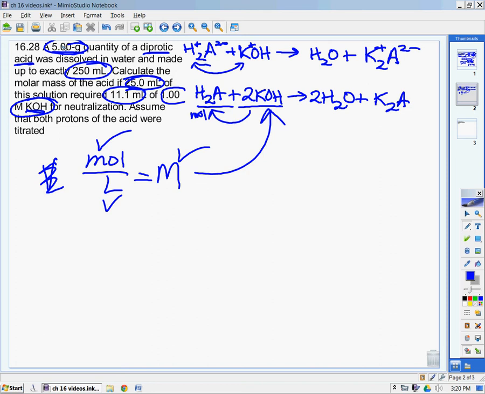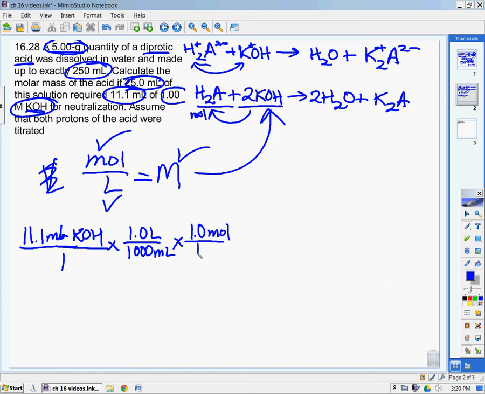All right, I'm actually going to do all this math out. So I'm going to take 11.1 milliliters of the KOH over 1, and convert that to liters. And then I'm going to use the molarity, 1.0 moles per liter. That's the molarity again, so that can be a conversion factor. The reason I did this was just to get rid of the milliliters. And now the liters cancel the liters, and that gives us moles, and I get 0.0111 moles of the KOH.